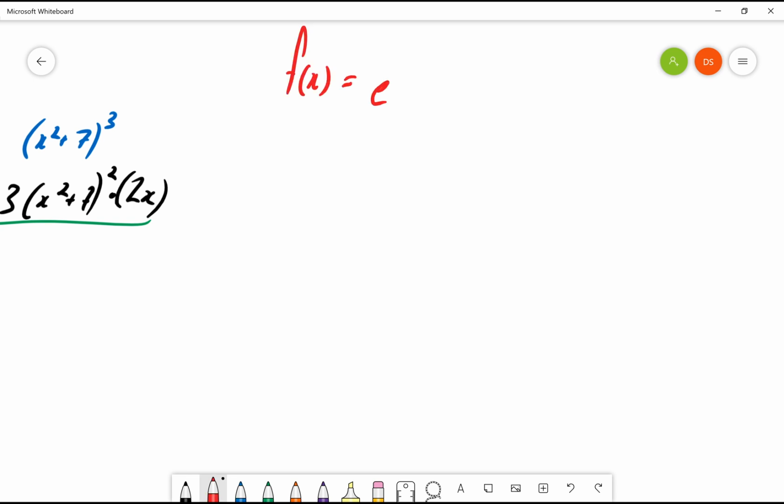e to the power of 3x squared plus 7x, all to the power of 4. Okay? Give that one a go. I'll come back to it in about 5 minutes. e to the power of 3x squared plus 7x to the power of 4.